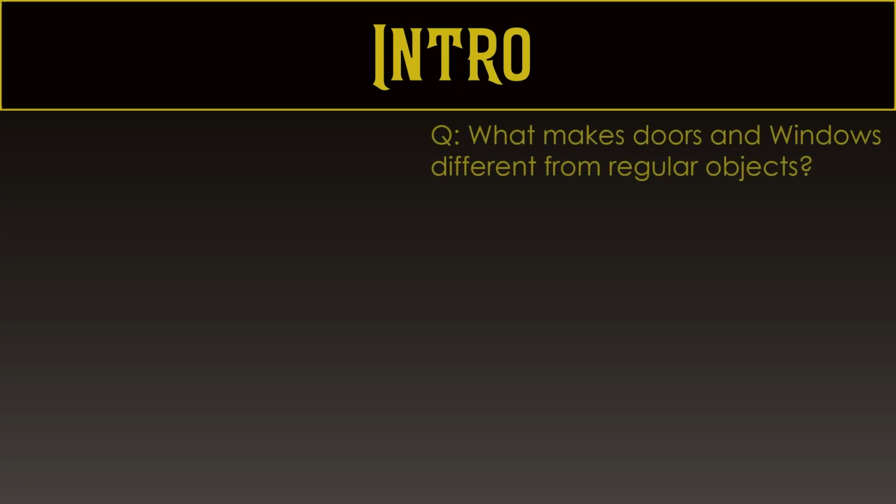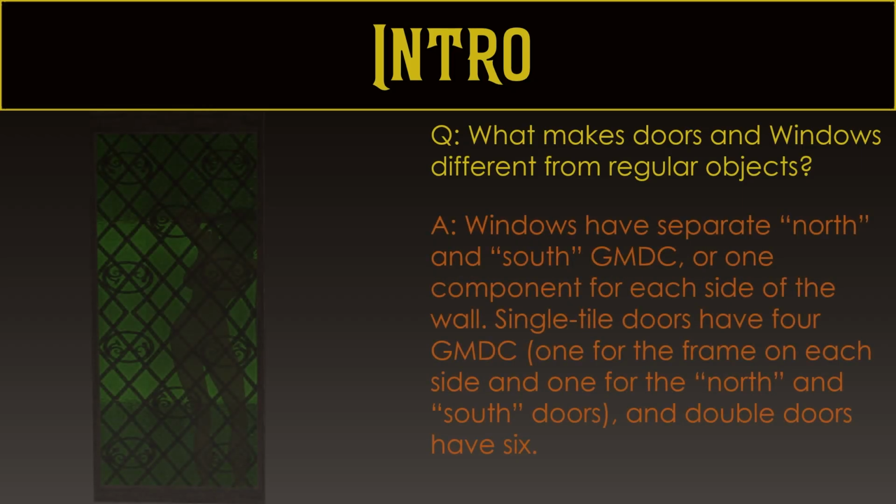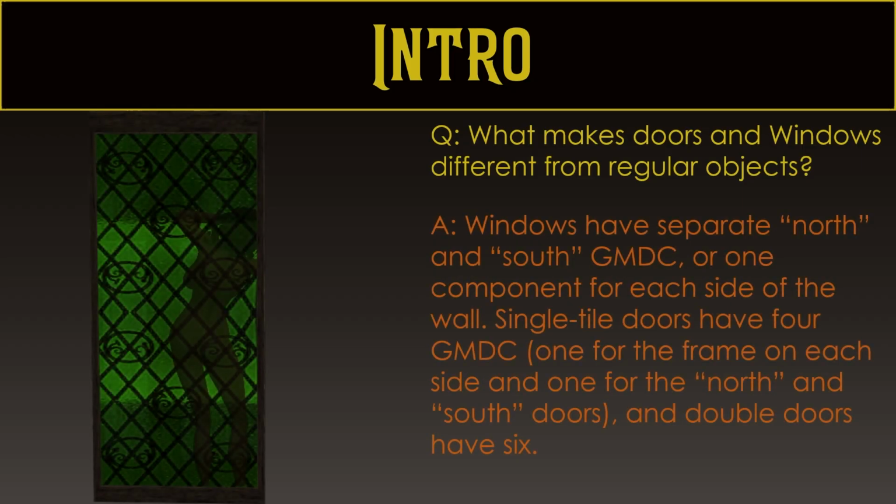What makes doors and windows different from regular objects? Windows have separate north and south GMDC. That's one component for each side of the wall. Single tile doors have four. In addition to the door frame, that's a static part of the mesh, they have door north and door south, which swing open.